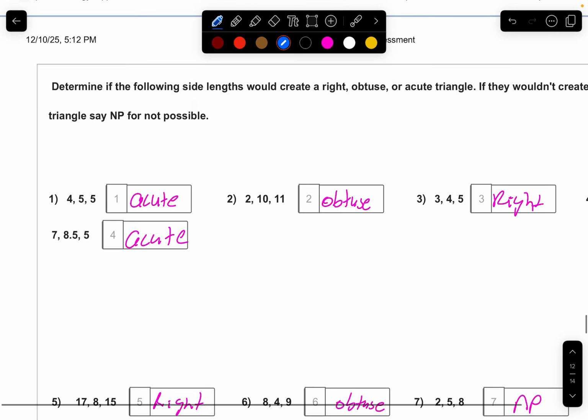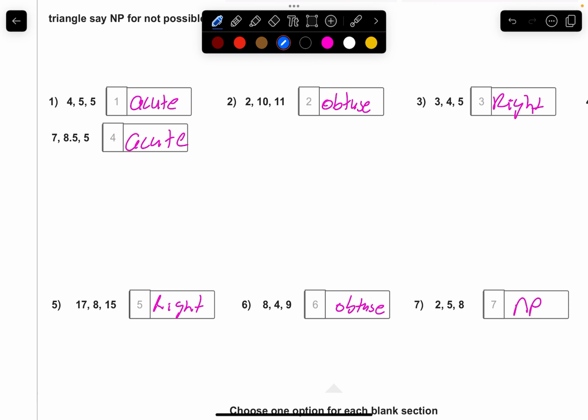All right, there's got to be more, please. Okay, perfect. Oh, yeah, right, acute, obtuse.